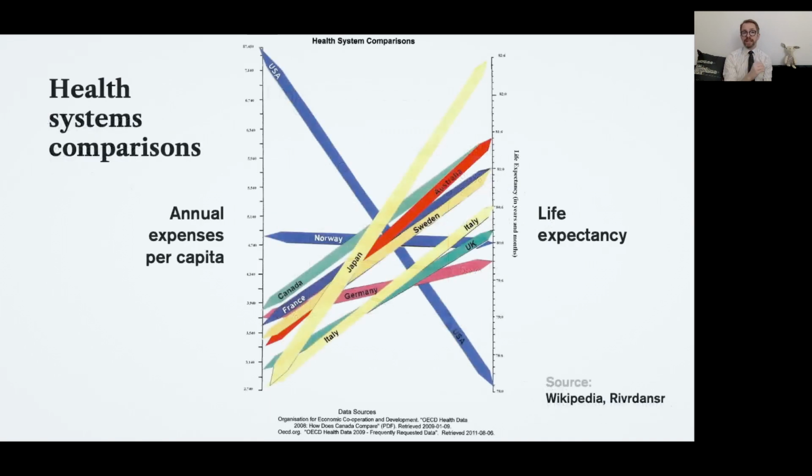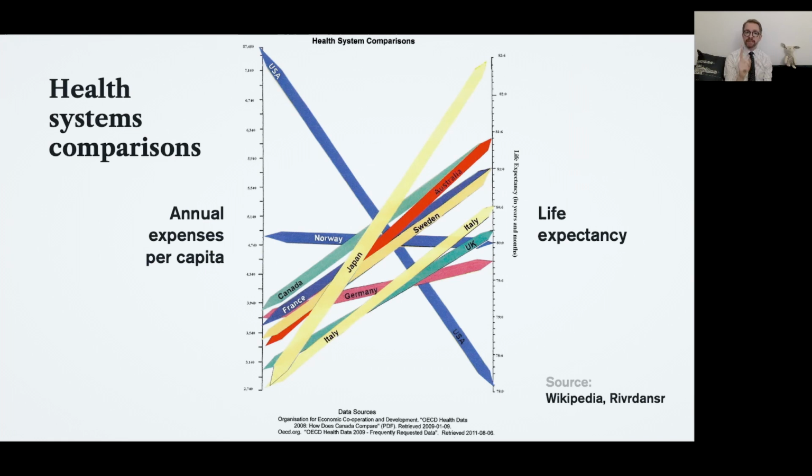Here is another real-life example that I like because it shows that you can have fun with a slope graph. And if you look here, you have completely different categories on the left-hand and right-hand side. On the left, you have annual expenses per capita in health for different countries, and on the right, life expectancy. So you see that one of the countries, the US in this case, is very different from the others.